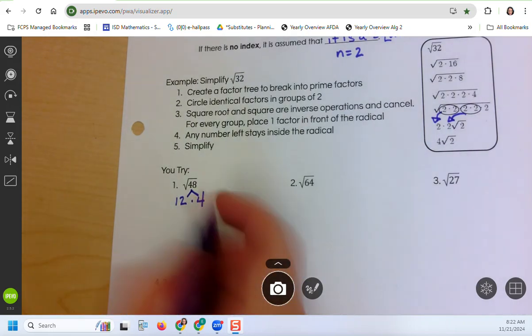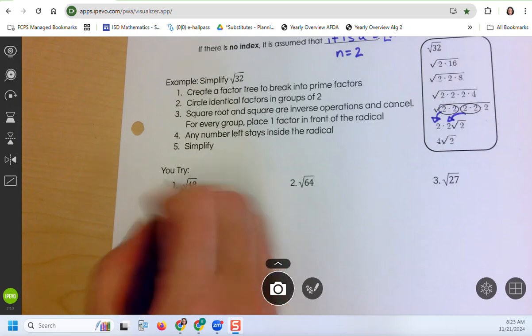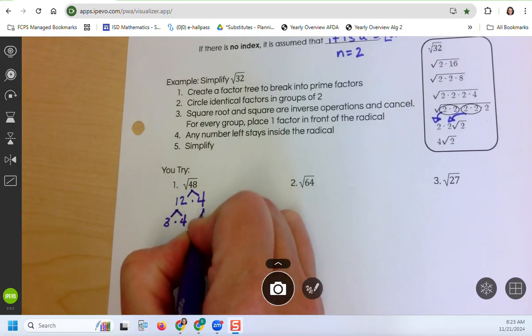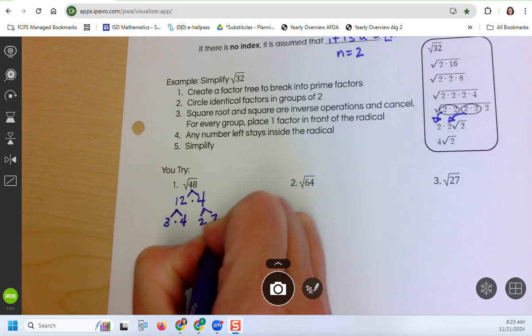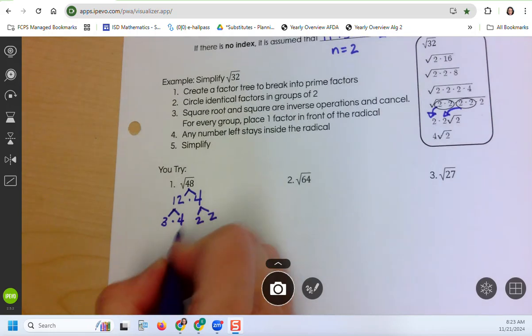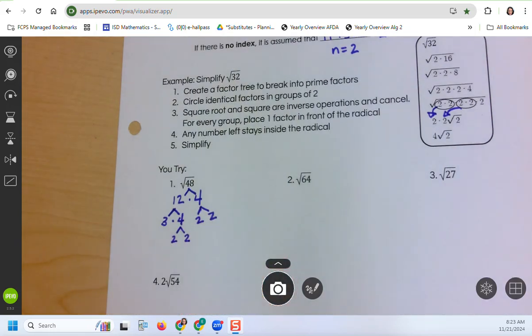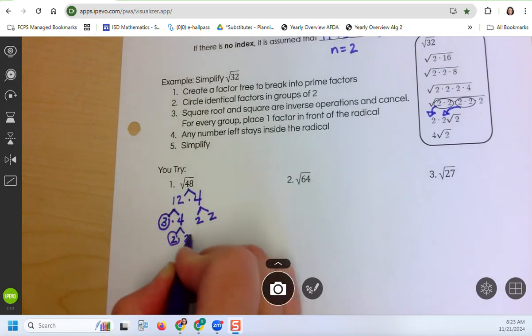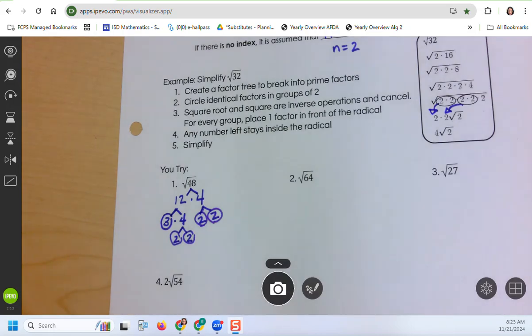Then you break up the numbers that you have. So my 12, I'm going to make it 3 times 4. And then this 4 is 2 times 2. And then this 4 is 2 times 2. So we're going to use anything that is at the bottom of the tree. So at the bottom of the tree, I have 3, 2, 2, 2, and 2. So those are the numbers I'm going to put inside my radical.